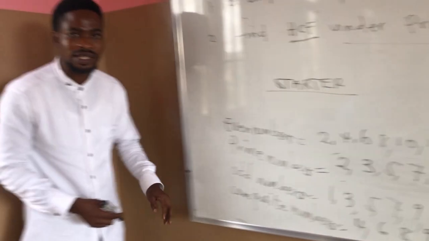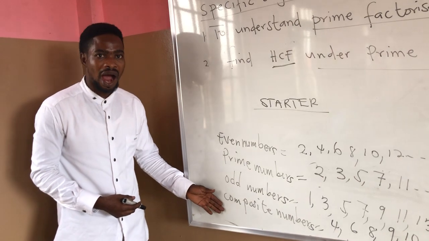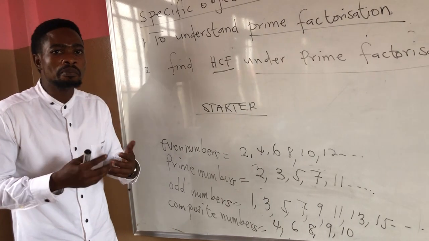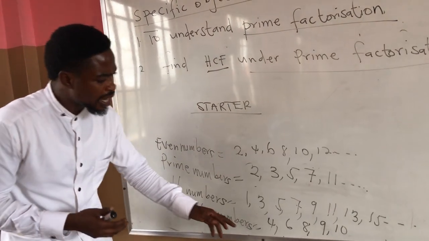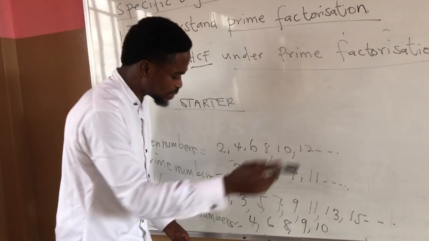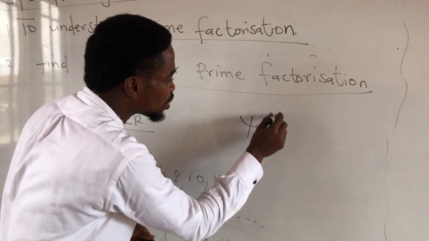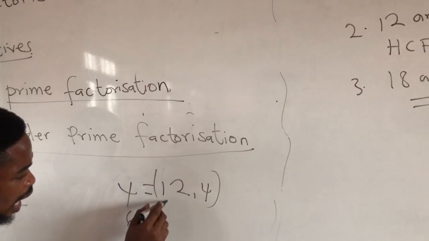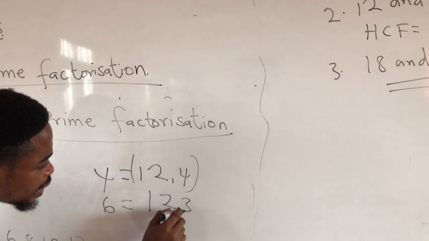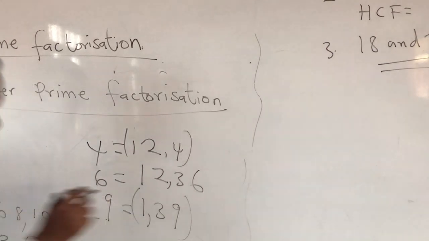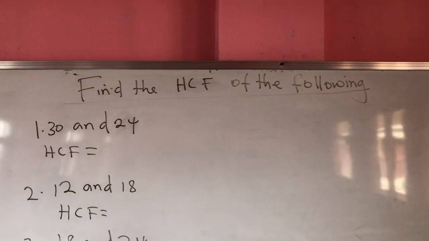The last one is composite numbers. What are composite numbers? Composite numbers are numbers that have more than 2 factors. Examples are 4, 6, 8, 9, and 10. The factors of 4 are 1, 2, and 4. Factors of 6 are 1, 2, 3, and 6. And the factors of 9 are 1, 3, and 9. I hope you understand. Now let us move on to the question of the day.